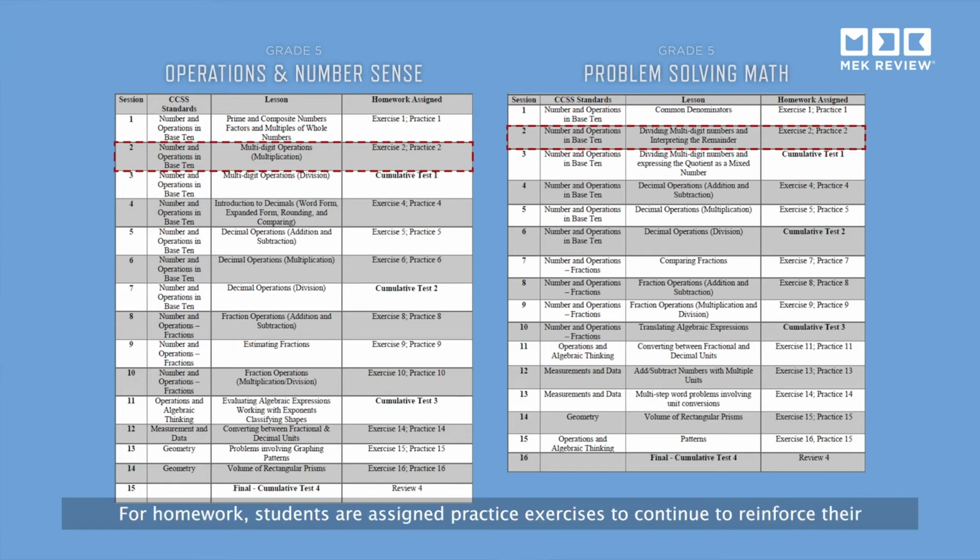For homework, students are assigned practice exercises to continue to reinforce their understanding until the next session. With this approach, students finish an entire ONS and PSM curriculum in 40 weeks. In these 40 weeks, they not only form an understanding of the CCSS objectives, but they also master the topics completely using both simple and difficult question types.